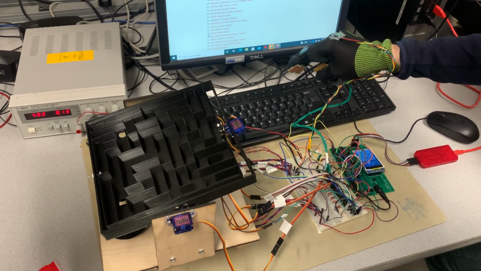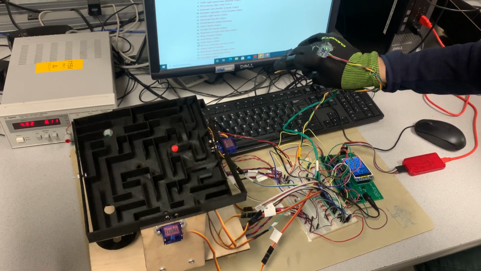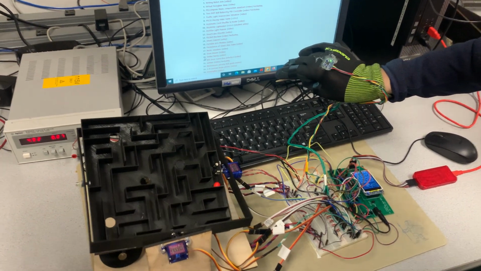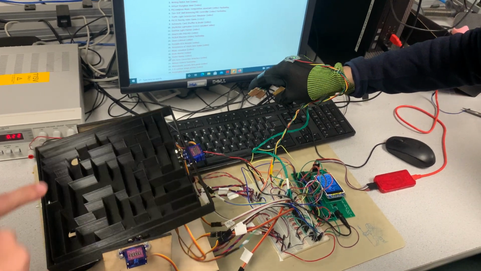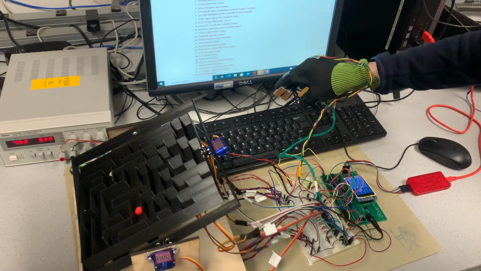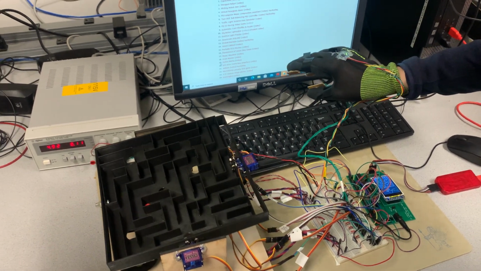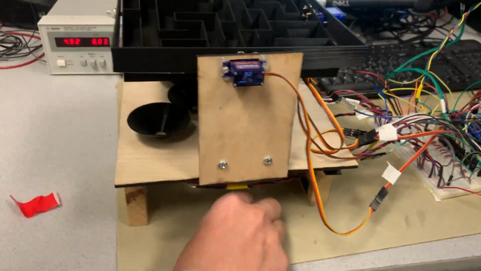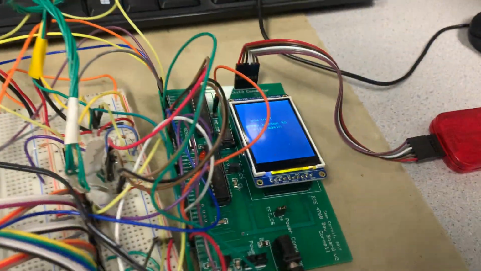So when you close the hole, the ball can traverse over it? Yep. So you just went over that closed hole. You want to go this way. Yep. Oh, okay. And it fell through the right hole. And it says that you win.